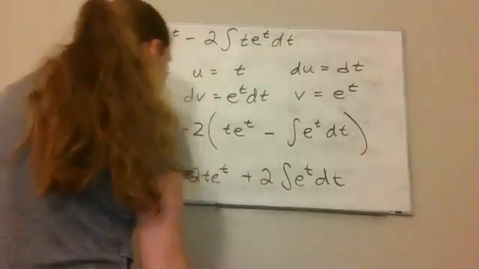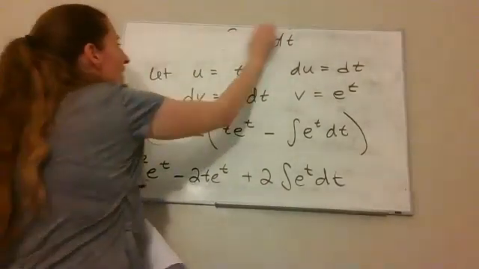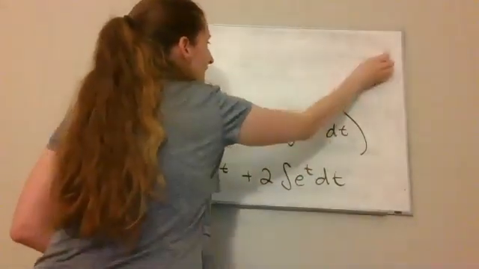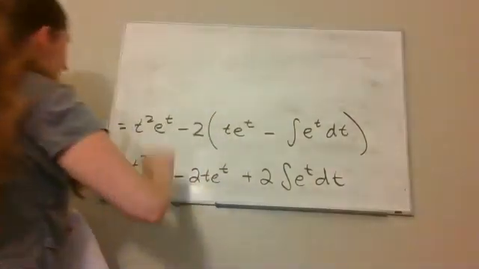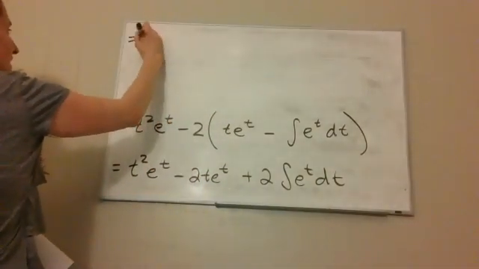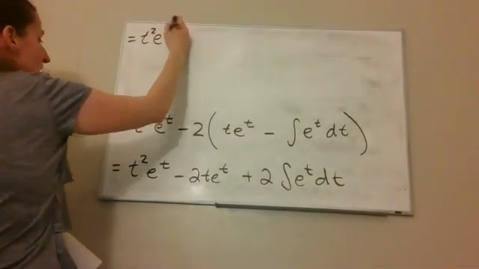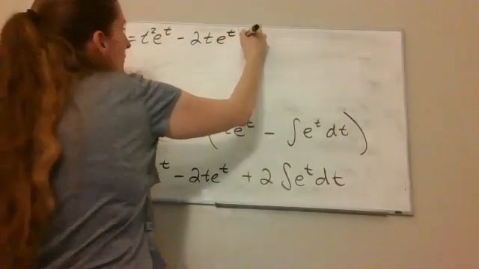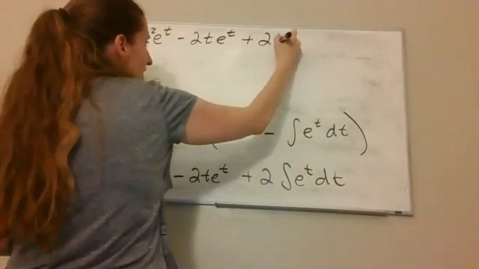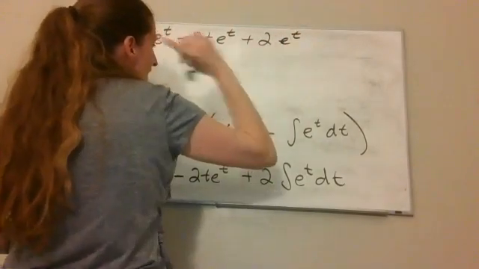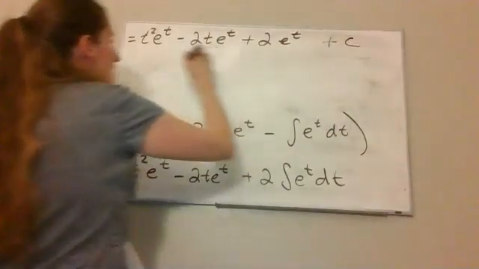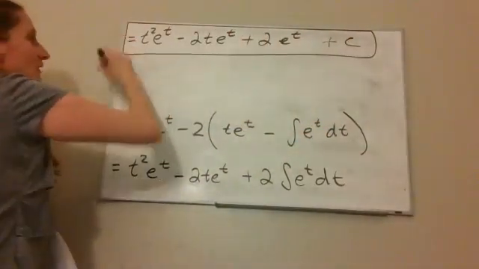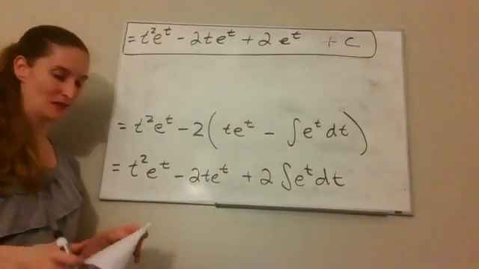So to finish the problem up, I just have to do that very last antiderivative, and then don't forget my plus c at the very end. So we will get t squared e to the t minus 2t e to the t plus 2, then the antiderivative is e to the t, add your constant, and that is the answer to the original integral.